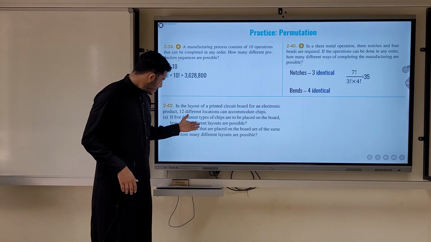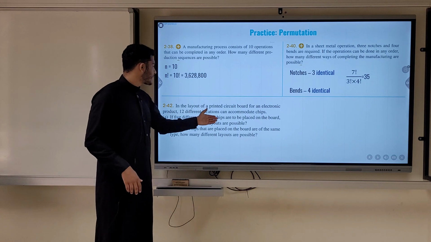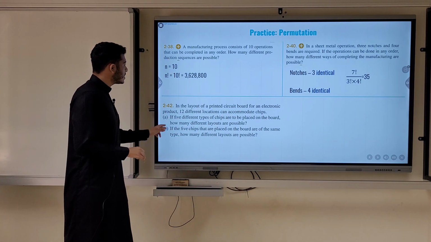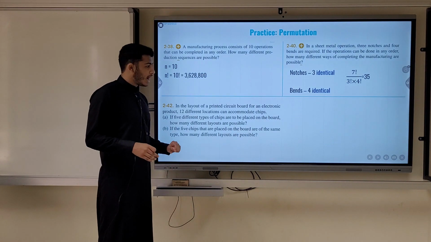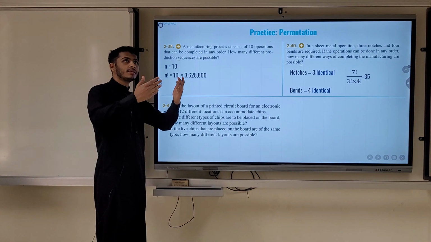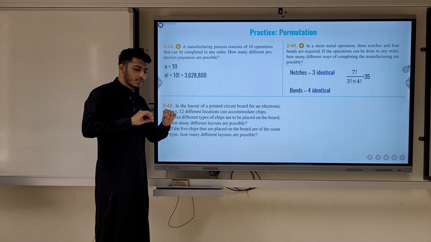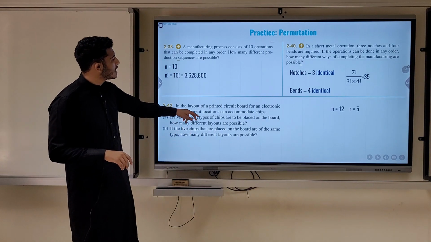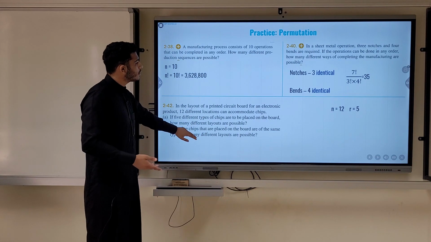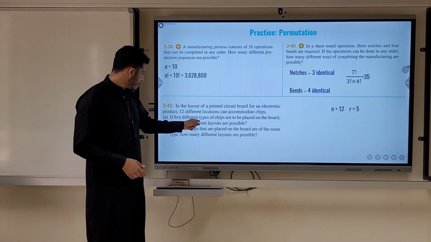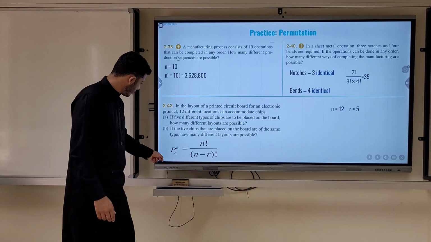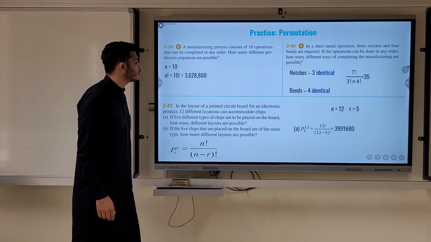But anyway, we said there are 5 different types of chips to be placed on the board. How many different layouts are possible? So in this case, we're going to use the second formula, where we have the number of locations, or the number of the set, and the number of items that we have to place in the set. The implementation of it is going to look like this, where n equals 12, the number of locations, and r equals the number of chips that we're going to place in these locations. And we're going to implement this formula, and we're going to end up with something that looks like this.